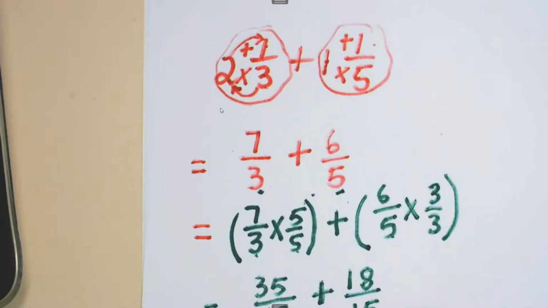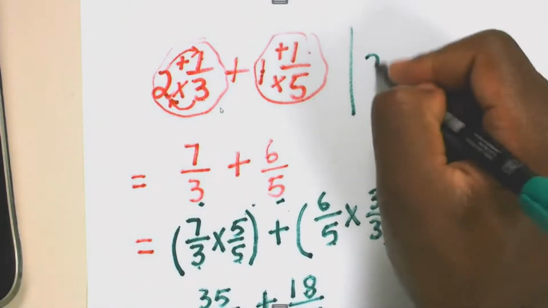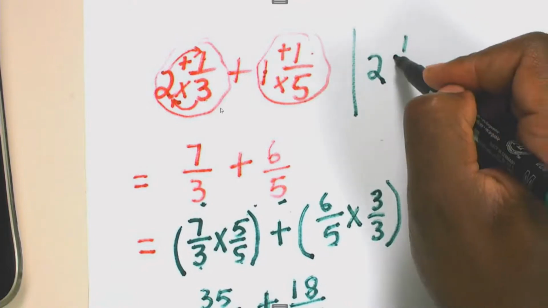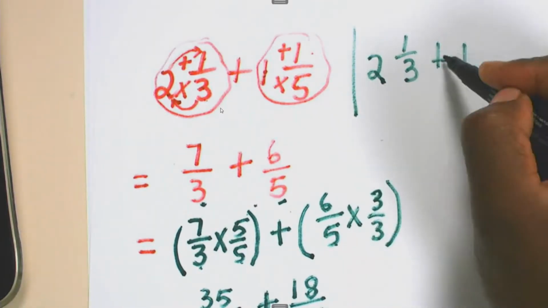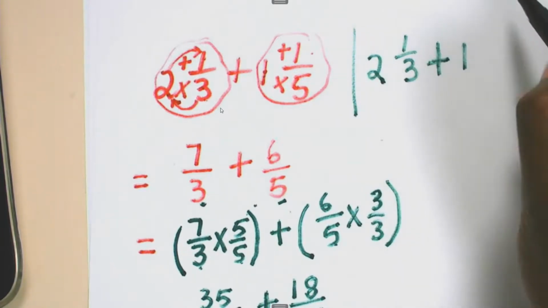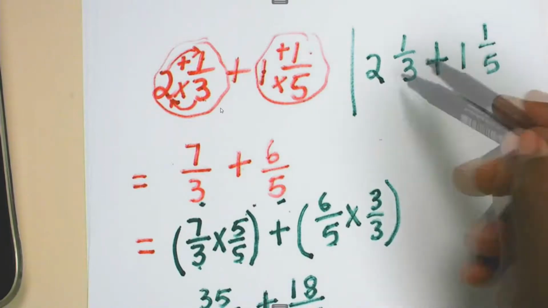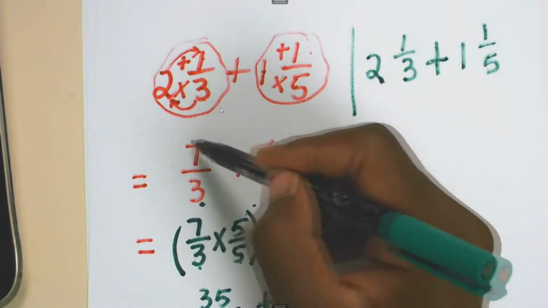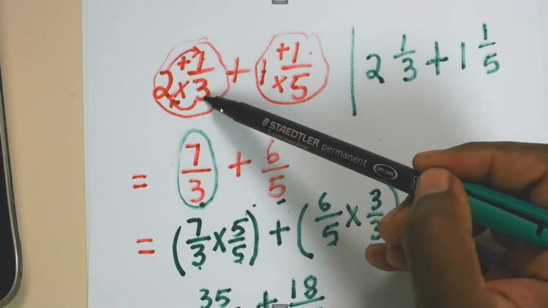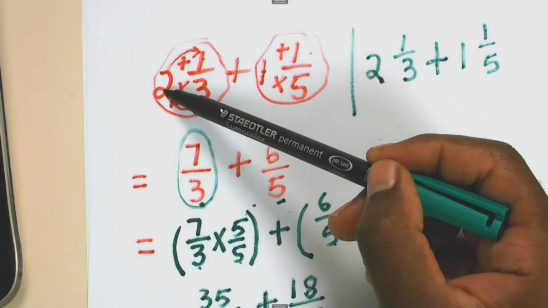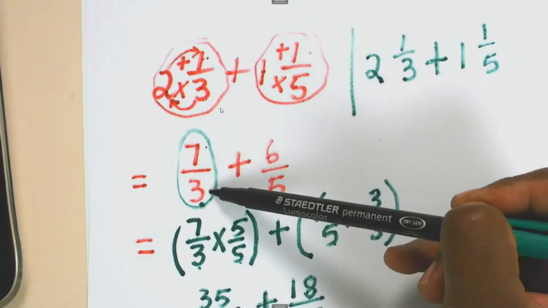Remember, guys, it was 2 and a third plus 1 and a fifth. The objective was to change this mixed number into an improper fraction. How did we do that? We took the denominator, we multiplied by the whole number, and then we added our numerator. Then it gave us 7/3.